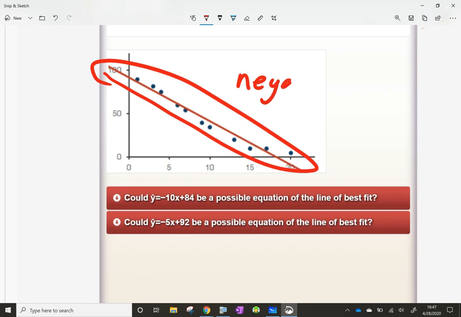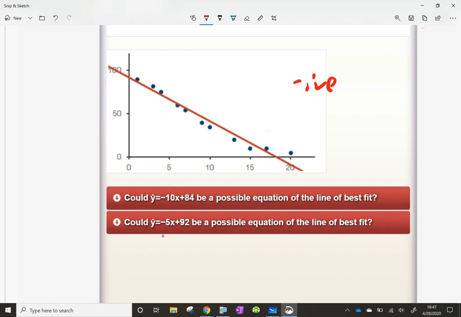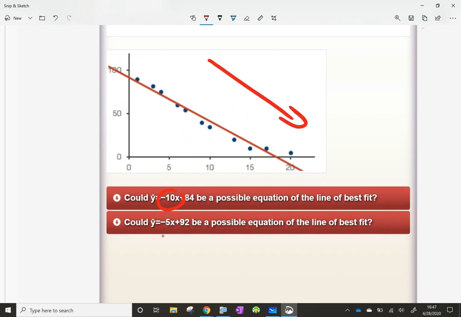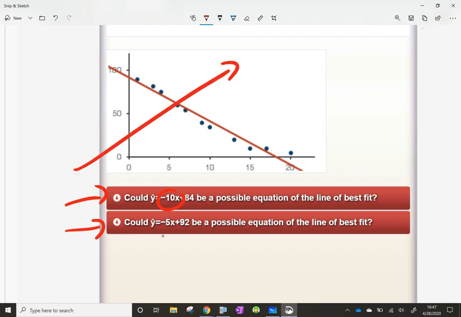It is going downwards. So the fact that these slopes are both negative in the equations makes sense to me. I would immediately rule out any equation that had a positive slope, though, because you can clearly tell from our line that it's a negative slope because it trends downwards from left to right. A positive slope would be a line that goes upwards from left to right. So I'd immediately rule that out as a possibility.